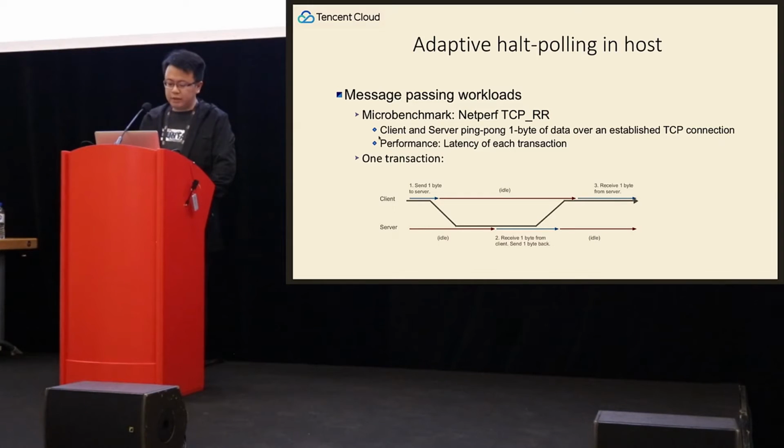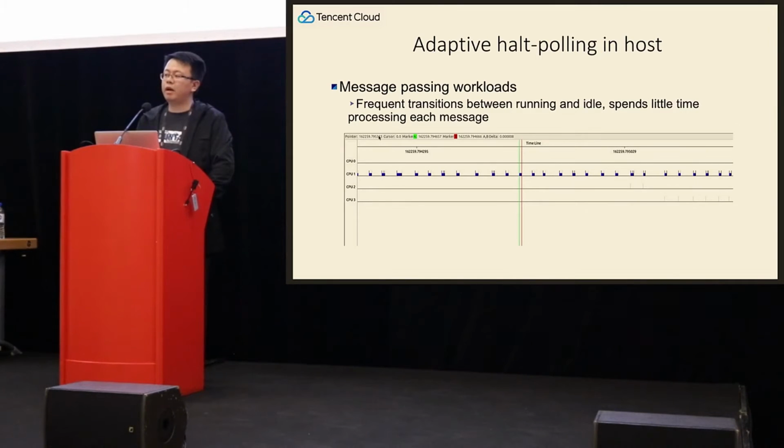The client sends 1 byte to the server. It switches from running to idle. The server receives this byte and sends 1 byte back. It switches from idle to running. Then it switches from running to idle again. And also the client switches from idle to running. So the blue bar is the vCPU running, and the white margin between two blue bars is the vCPU idle. So such kind of workloads can frequently switch between running and idle.